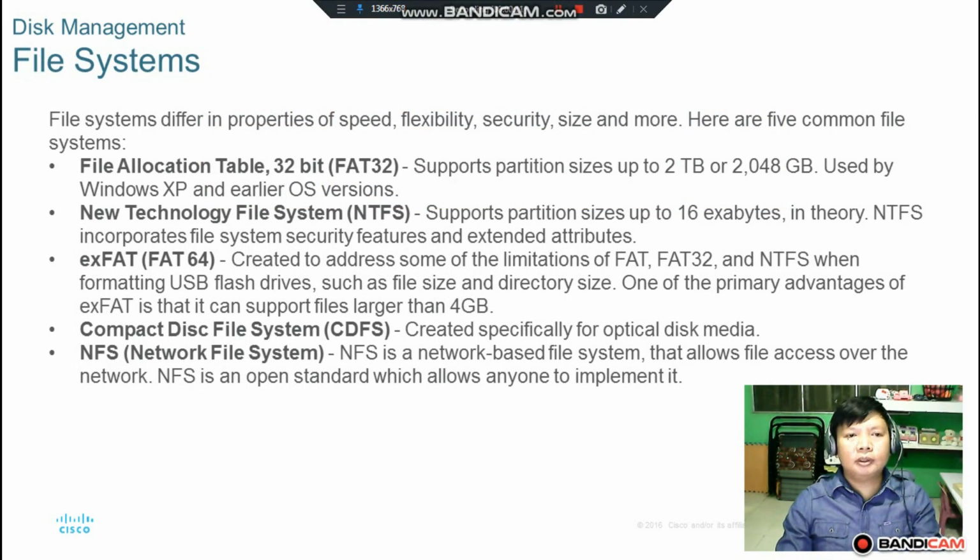File systems. File systems differ in properties of speed, flexibility, security, size, and more. Here are 5 common file systems. File Allocation Table, 32-bit, or FAT32, supports partition size up to 2 terabytes, or 2048 GB. It is used by Windows XP and earlier OS versions.